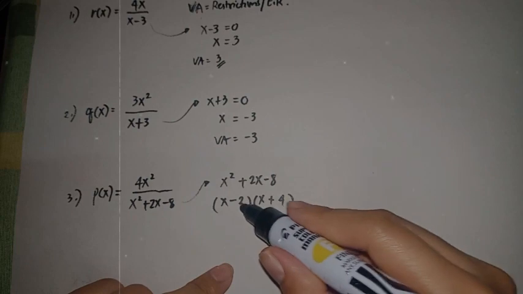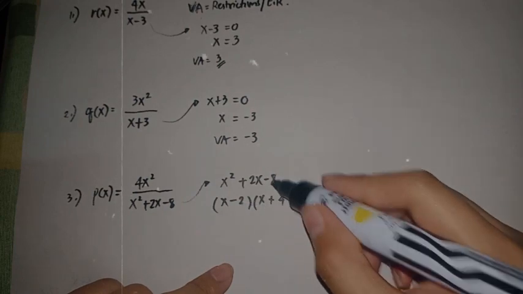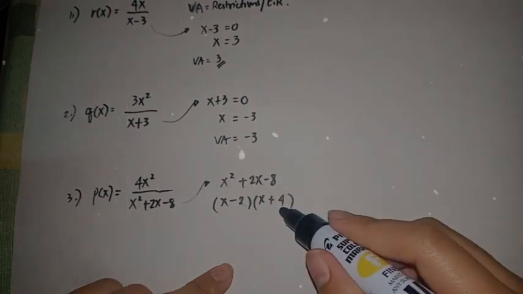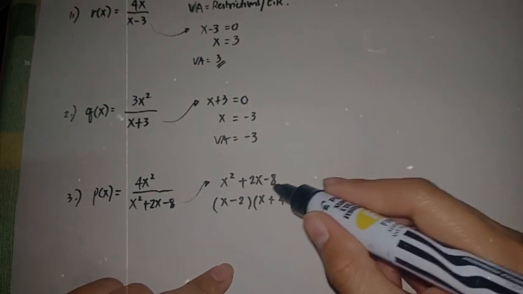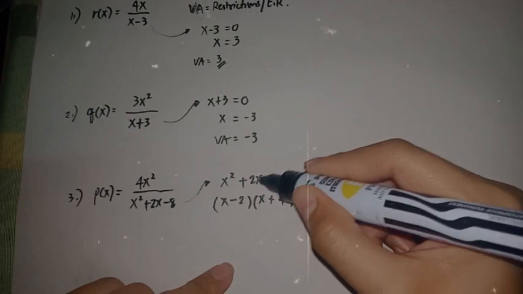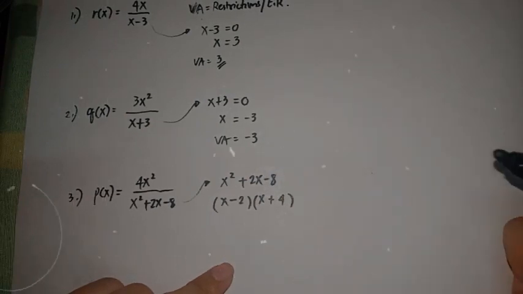Again, let's check. Negative 2 times 4, that is negative 8. Negative 2 plus positive 4, so subtract, then copy the sign of the higher number, which is positive. So the factors are correct.